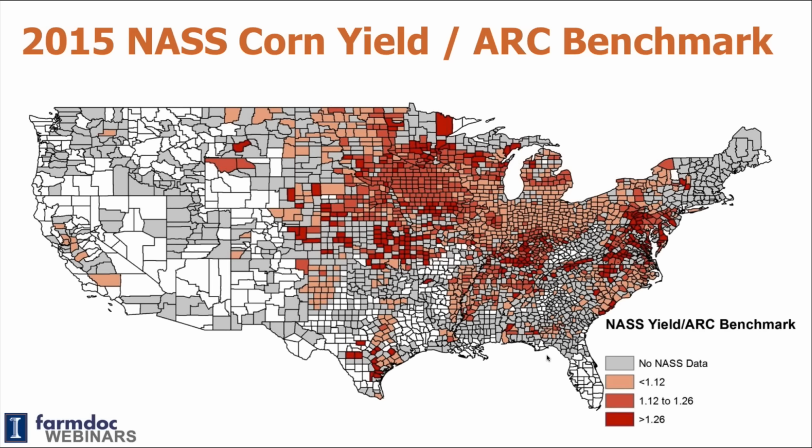If your county yield was somewhere between 12 to 26% above your county's benchmark, you're going to get some level of ARC payment. And if you're below that, still potentially above the benchmark but less than 12% above it, which is the lightest shade of red here, those are the counties where the maximum ARC payment is going to be triggered. It's going to be that full 10% of the benchmark revenue.